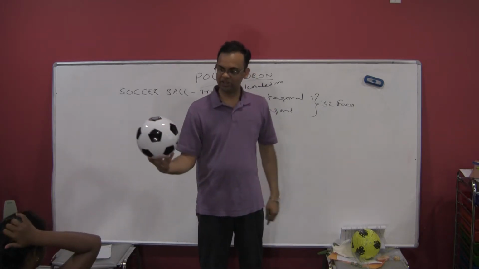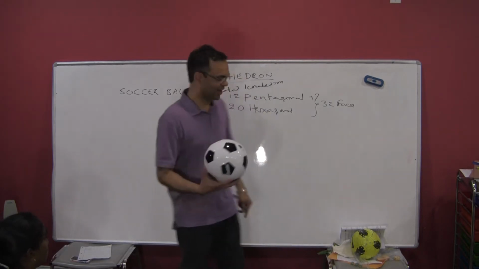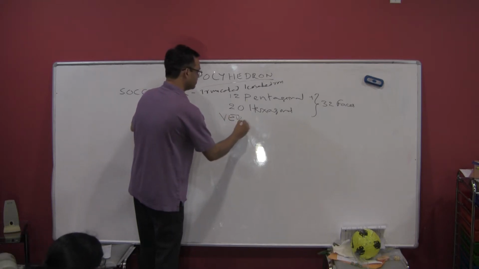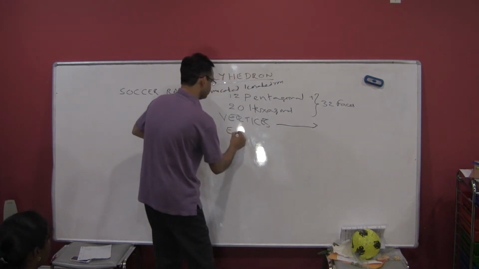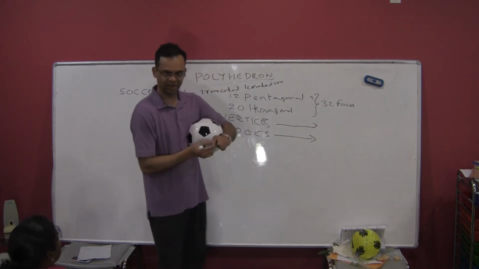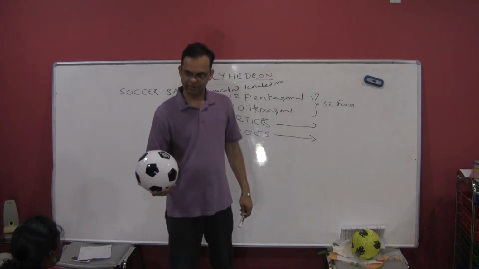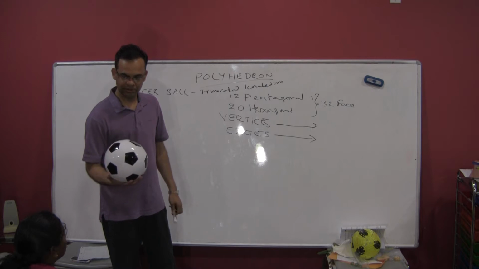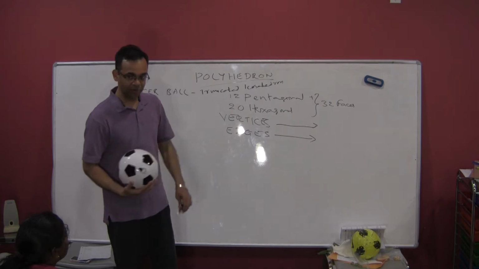So how many edges do you think this has? A lot. Okay. To make it easy for you, I'll tell you. We want to find vertices and edges. After you go home, take a soccer ball. Okay. Tell me, edges, not vertices. How many edges? There's 180. 180 edges.